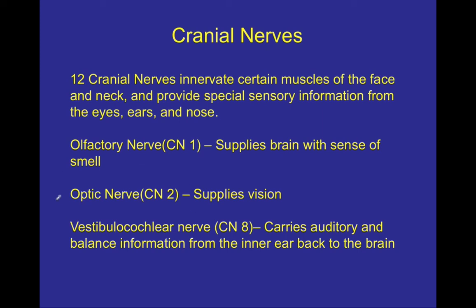Cranial nerve number 2 was the optic nerve, which is going to bring vision information into the brain from the eyeballs. So we've already discussed these two cranial nerves in particular, and we've even already identified where those nerves can be found on the brain.